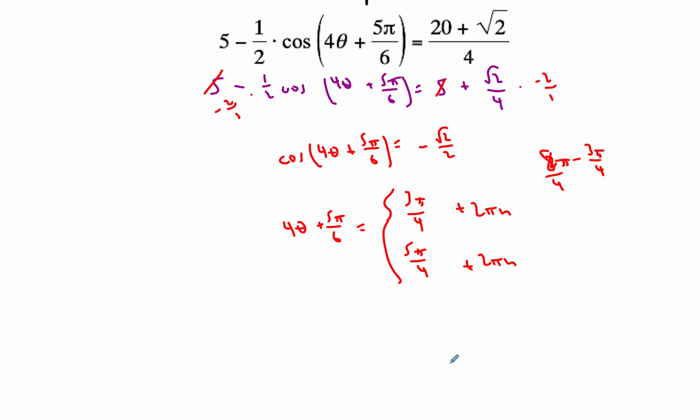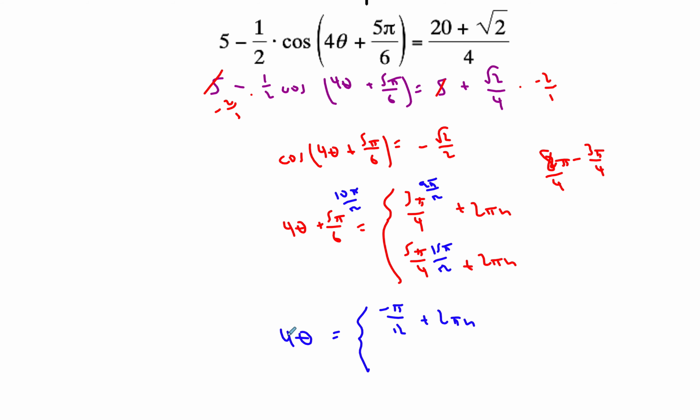Now this is where the fun begins. I need to get rid of the 5 pi over 6, which means I need a common denominator between these two, and then I need to divide both sides by 4. So the common denominator for 6 and 4, sadly, is, well, it's not actually that sad, is 12. So this is really 10 pi over 12, right? And this is really what? 9 pi over 12. And this is really 15 pi over 12, right? Multiply by 3, multiply by 2. So that way when I subtract this, I'm going to take 9 pi over 12 minus 10 pi over 12, which is negative pi over 12, plus 2 pi n.